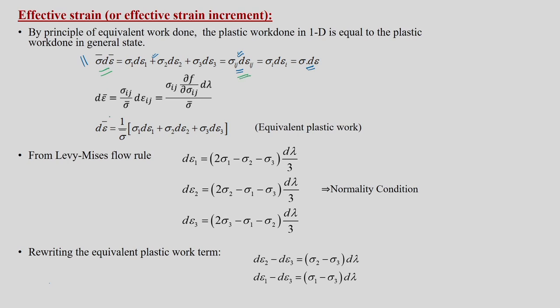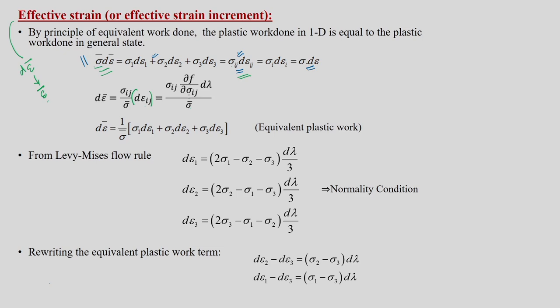Why do we need d epsilon bar on the left hand side? Because that is the equation we have to get. We have to get an equation for d epsilon bar, so that you can get an equation for epsilon bar. Like we have the sigma bar equation, you need to get an equation for this only. That is why we are saying d epsilon bar will be equal to sigma ij divided by sigma bar into d epsilon ij. Sigma ij divided by sigma bar into d epsilon ij will give me d epsilon bar, and this d epsilon ij is nothing but the plastic strain increment given by your normality condition, which you have discussed in the previous section.